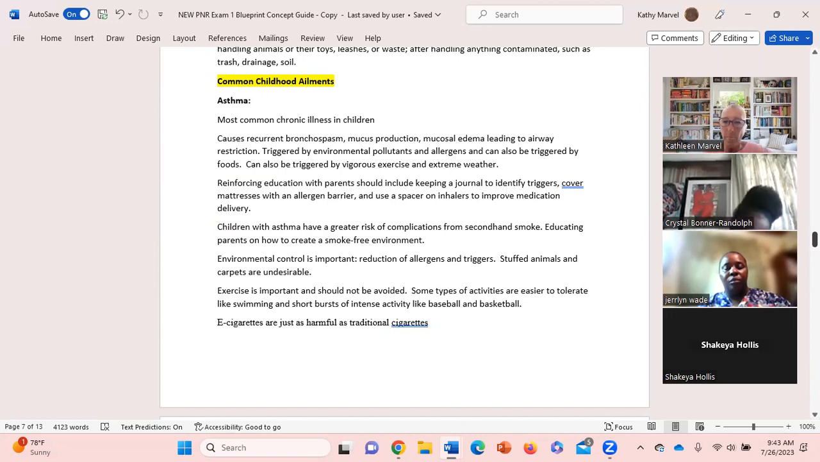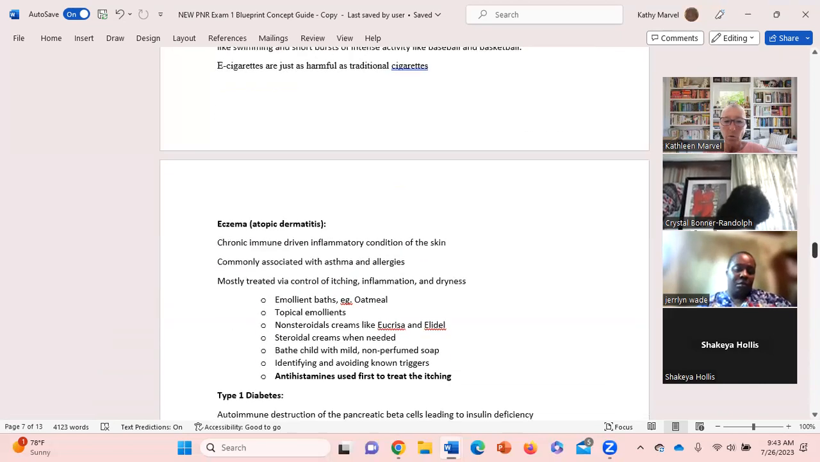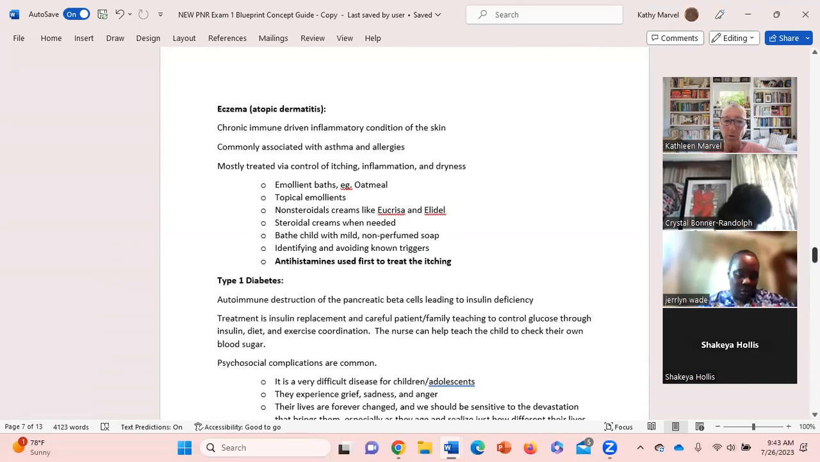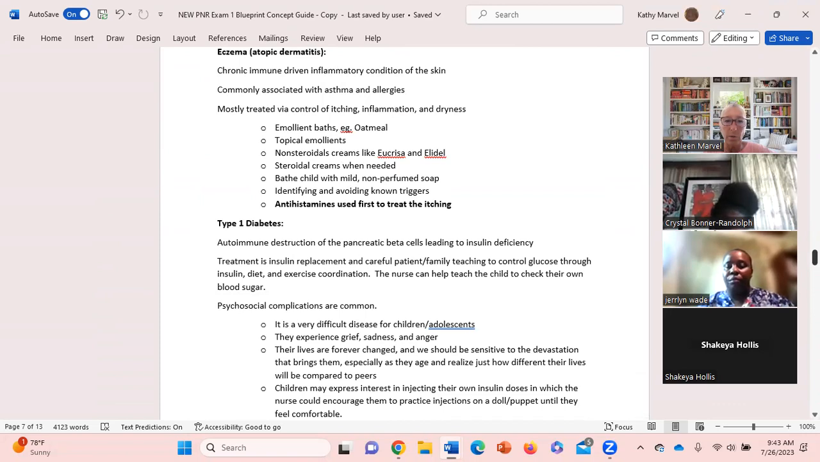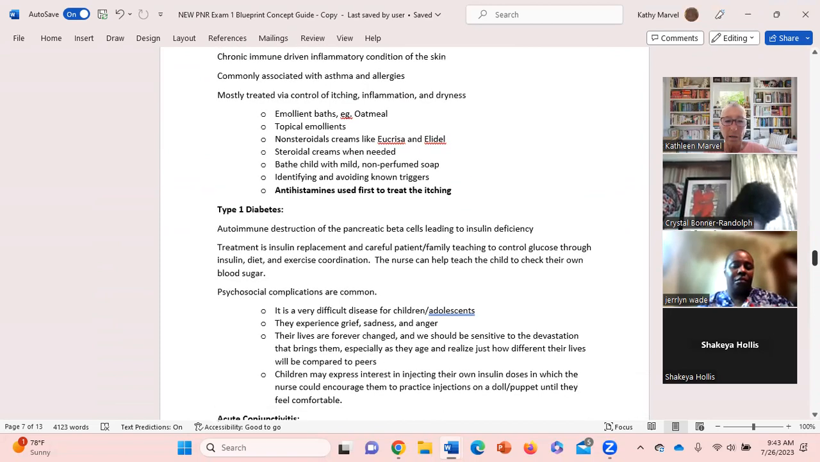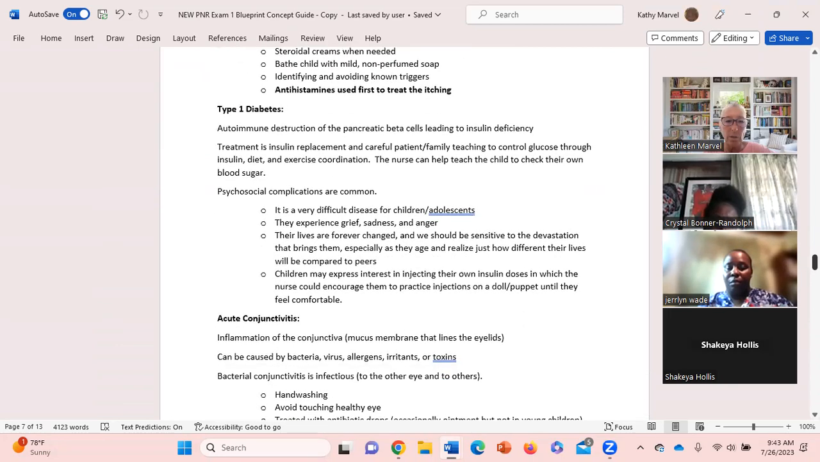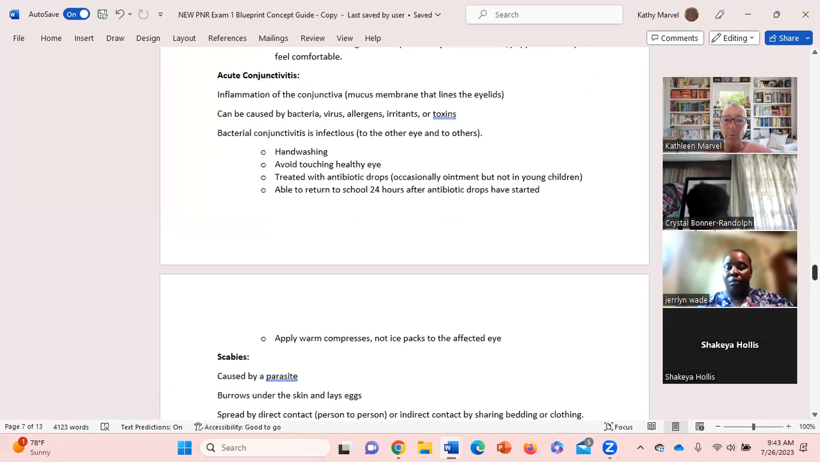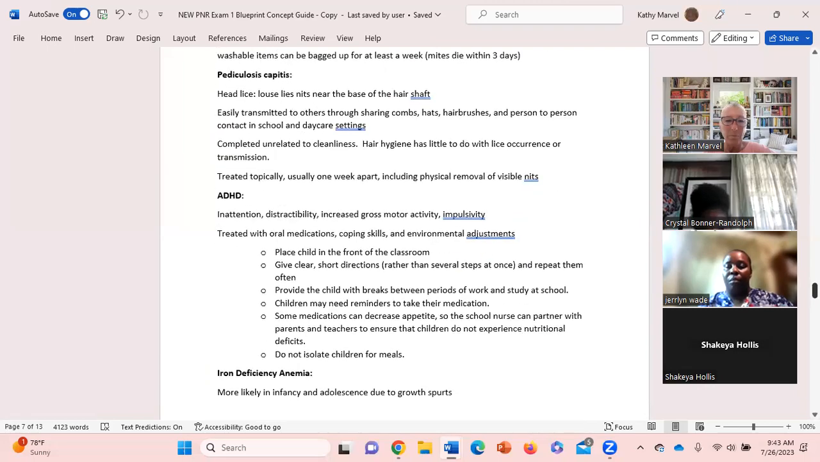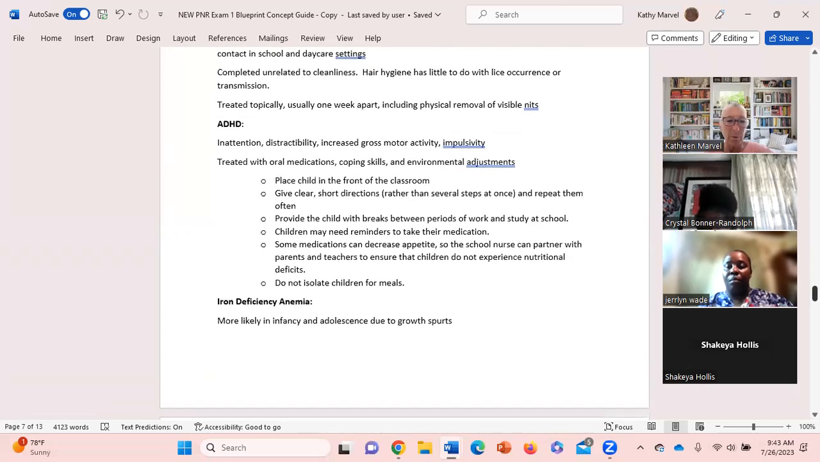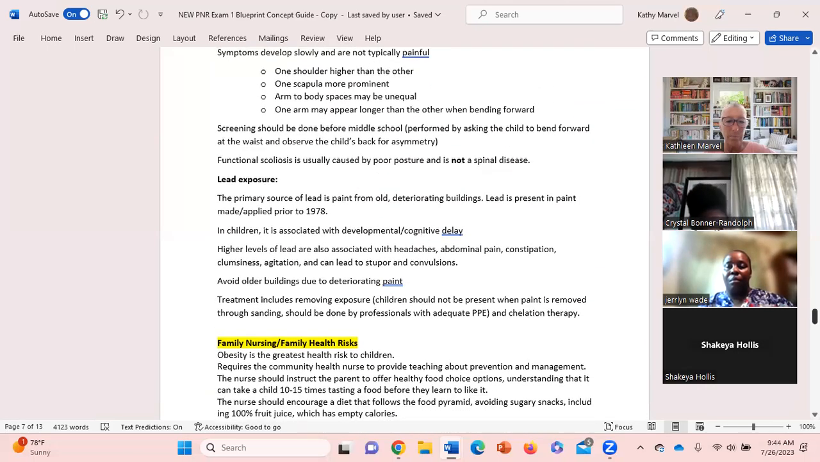Make sense? Yes, ma'am. Okay. So you guys go through this. As you can see, they're much more summarized, much more focused. Use this document to review your common childhood ailments. And remember, there's questions about every one of them. Some of them have a couple of questions, some of them just have one.